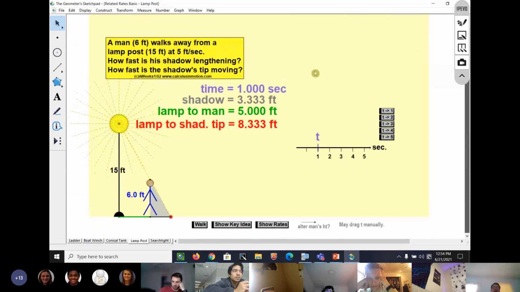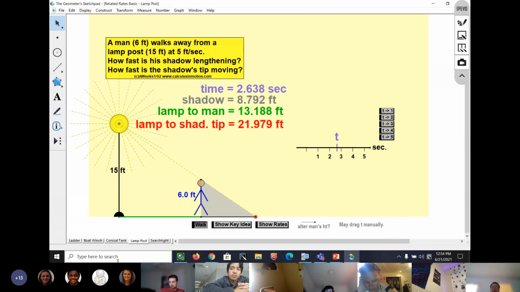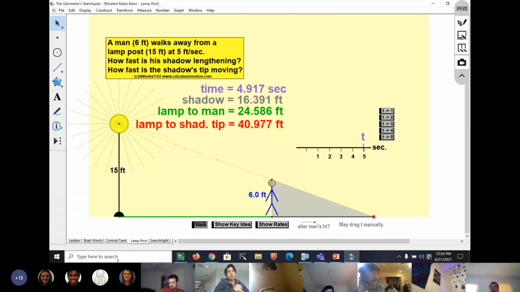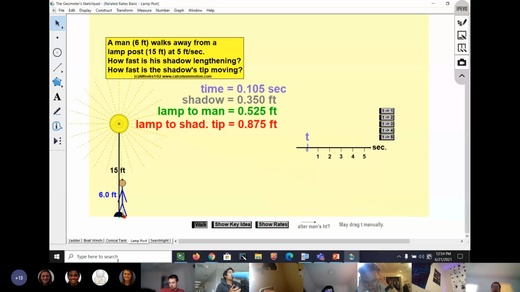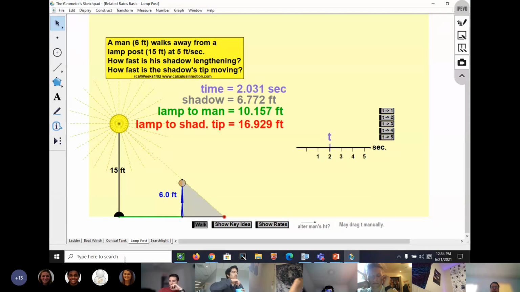There we go. The shadow. This question right here is put on a lot of standardized test questions. As you walk away from the light, what happens to your shadow? It gets longer and longer. That's called a related rate. Related rates mean that the growth or the decay of one of the rates depends on the other. So that's what related rates are.